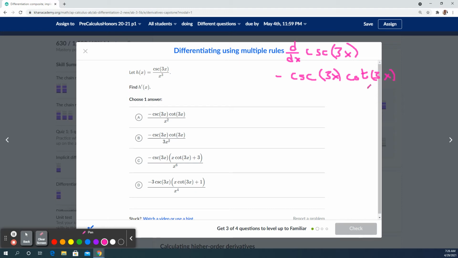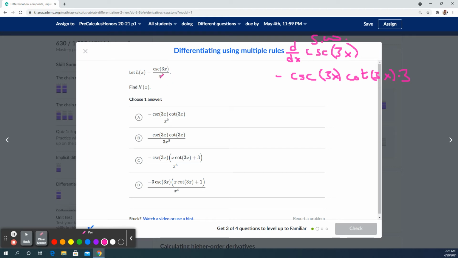Negative cosecant, cotangent. Yes. And then we have a layered function here. There's a 3x in here, so all of that would be times 3. Usually I'd put it in front, but having it at the end is just how the chain rule works. All right, so there's the side work for the derivative of the top.